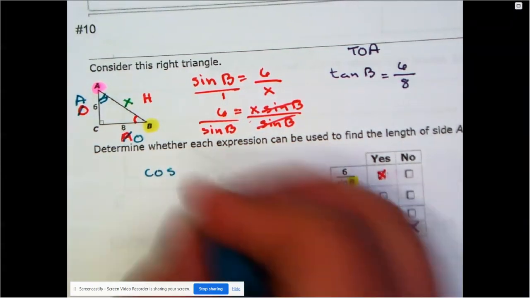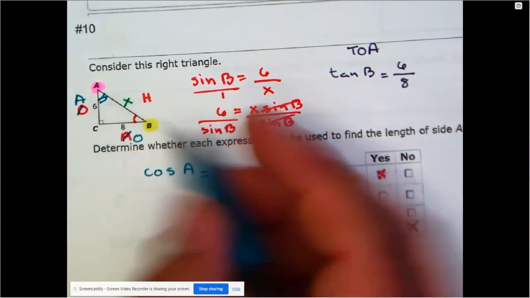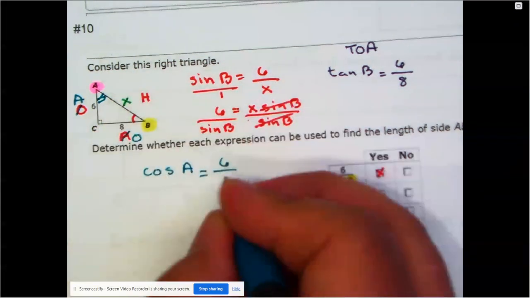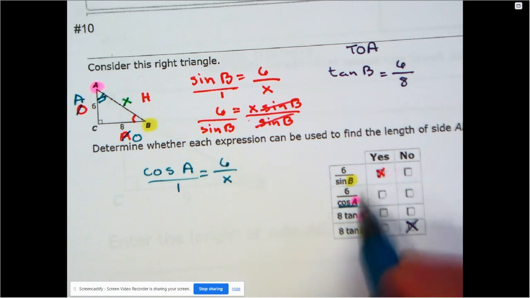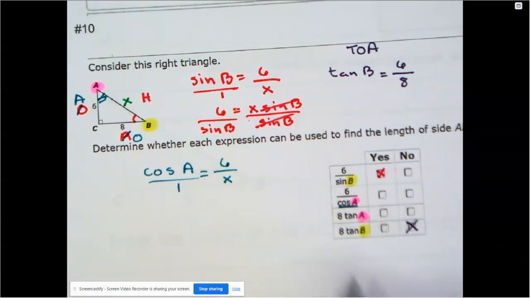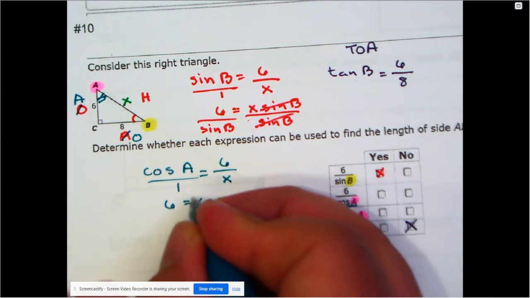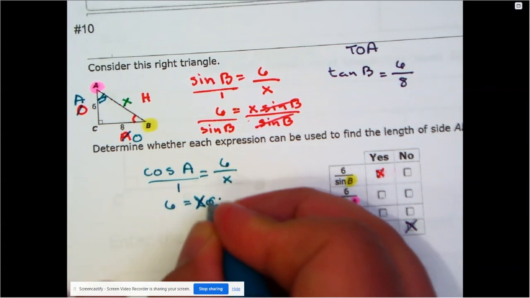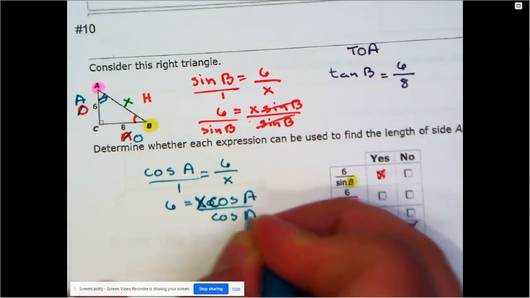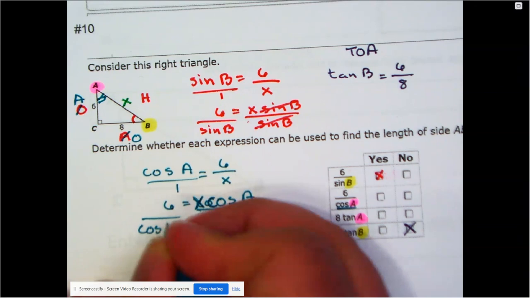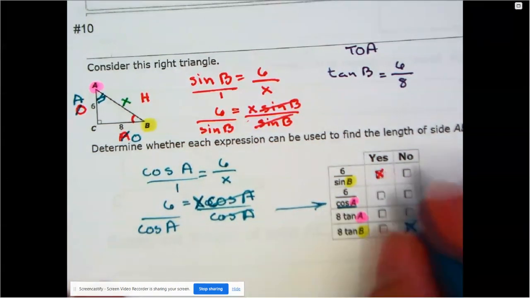Cosine of A, according to SOHCAHTOA, is adjacent, so 6, over the height, which is x. Put a 1 under it, and now you see, they're using the right numbers this time. Cross multiply: 6 is equal to x cosine of A. Then I would divide by cosine, which is what we always do in a situation like this. And look at that, there it is, a perfect match right there.